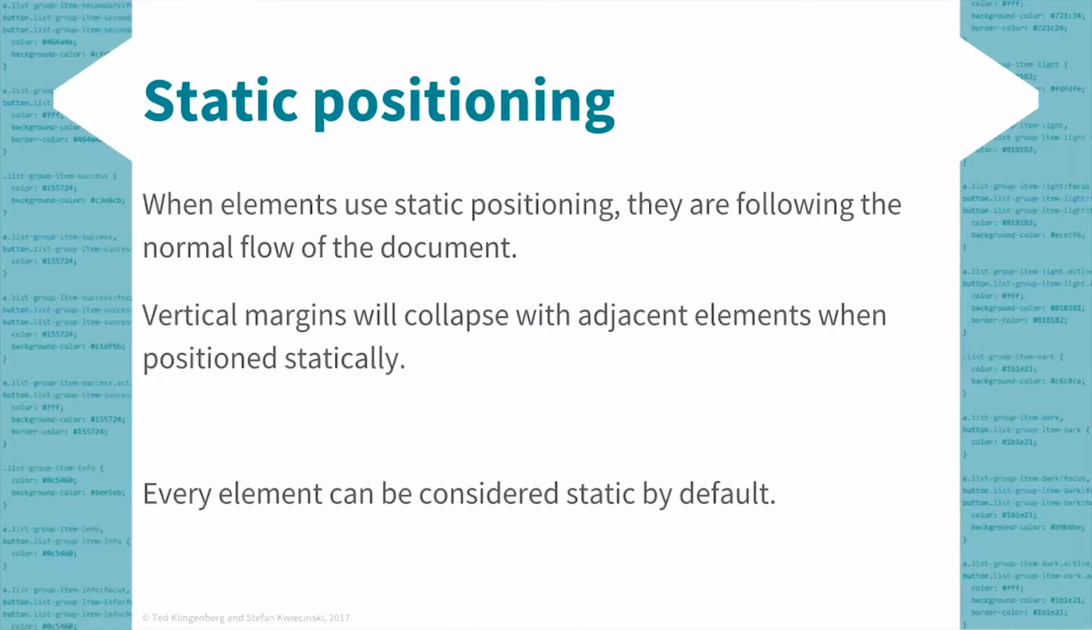But let's talk about static positioning first. So with static positioning, and we'll use the example that we typed up earlier to show this. With static positioning, elements are where they are originally in HTML. So that's just where they are by default. And the default position for any element is actually static. It's always going to be static. Another thing to note is that margins are going to collapse with other elements when they're positioned statically. And we'll see this in the example as well.